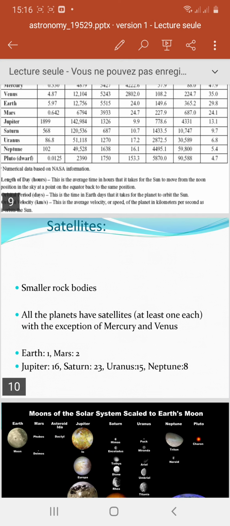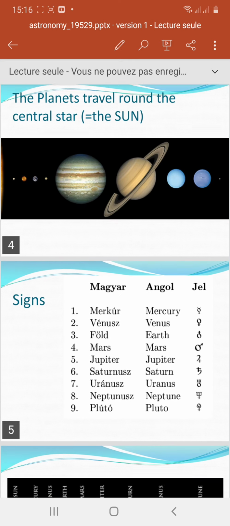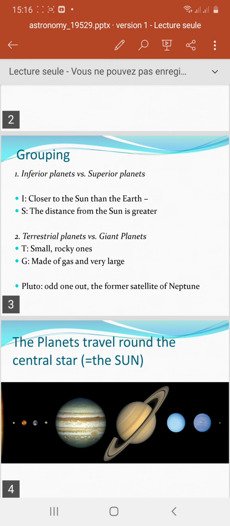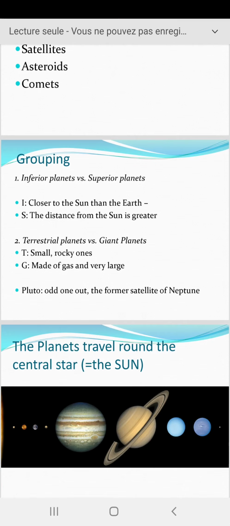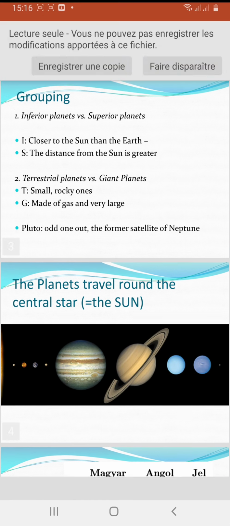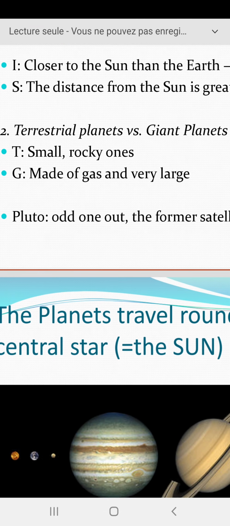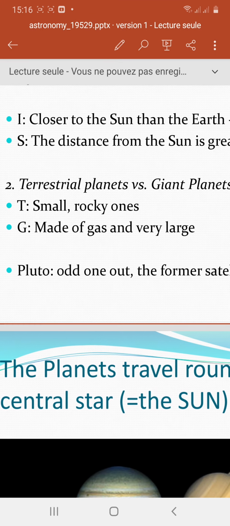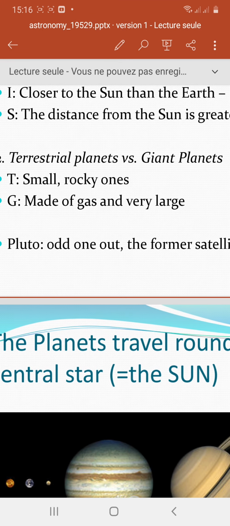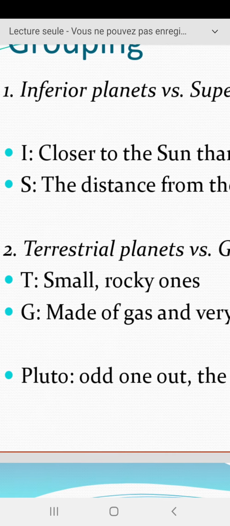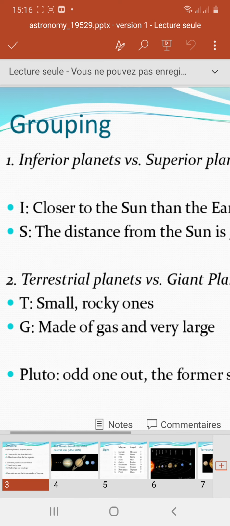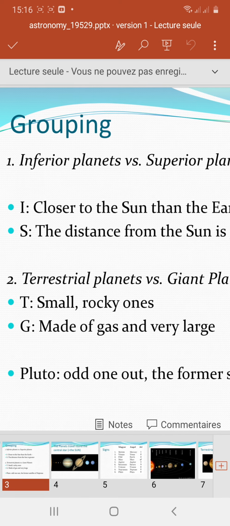Okay? Now we return back to an important idea here: planets. We said that there are 8 planets in the solar system. Okay? 8 planets are classified into 4 terrestrial planets. What does terrestrial mean? Terrestrial means rocky, earth-like, rocky planets. It is composed of rocks.